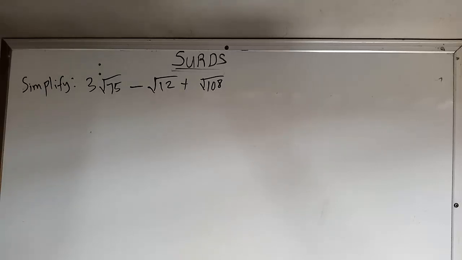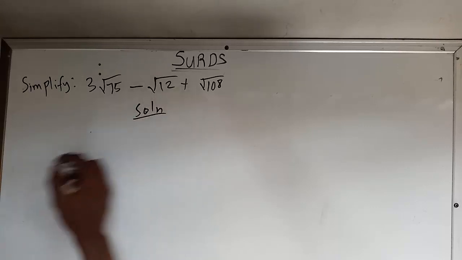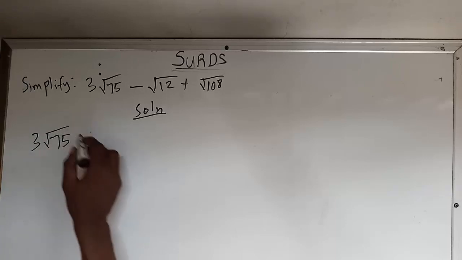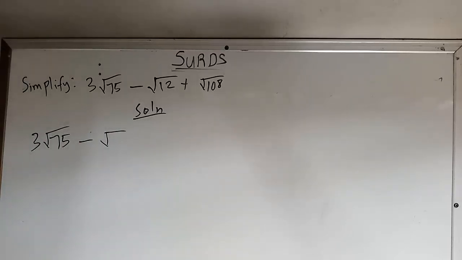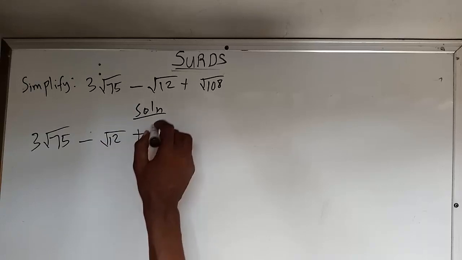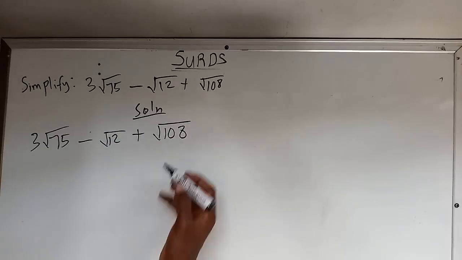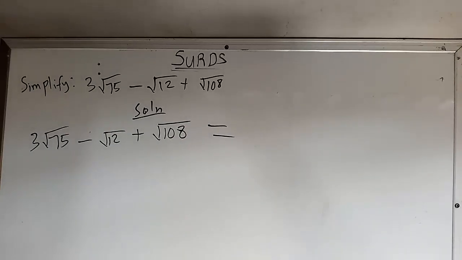Now I want to simplify this. So 3 root 75 minus root 12 plus root of 108. Now, what should you do?